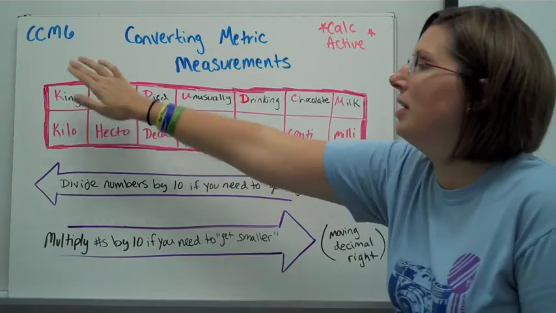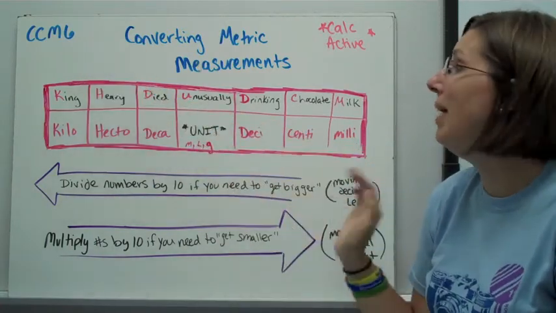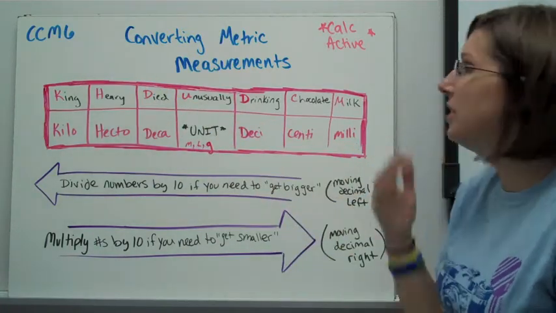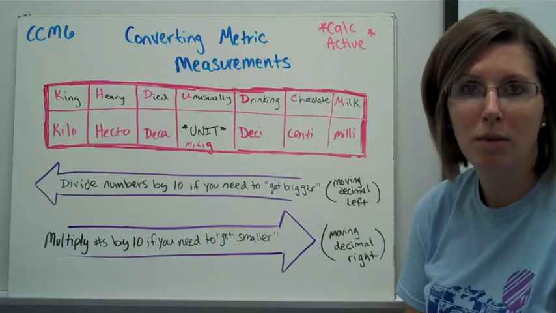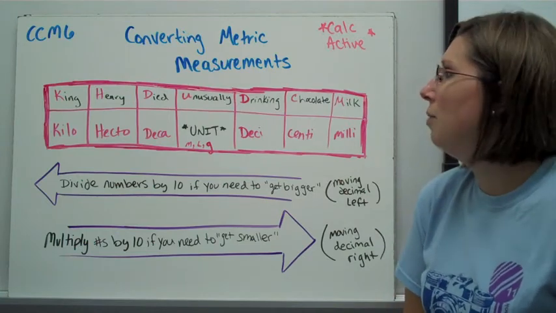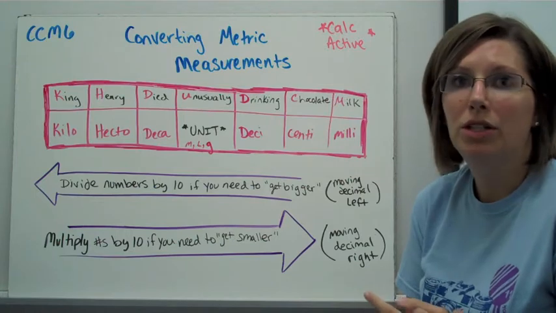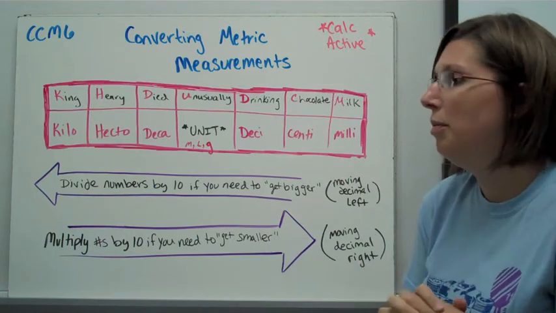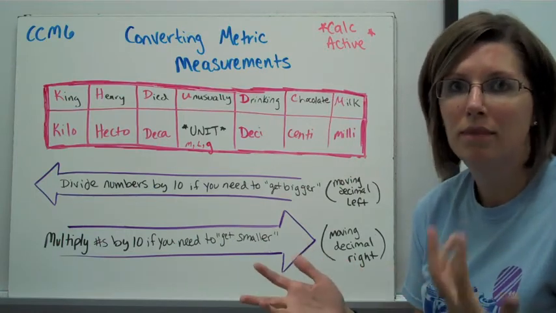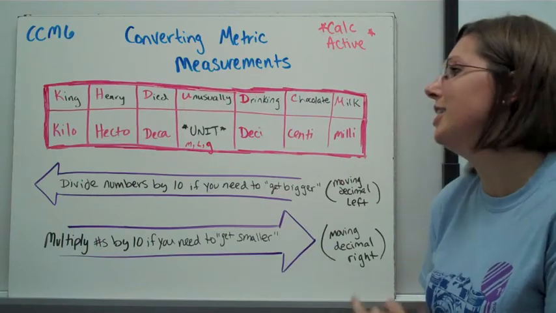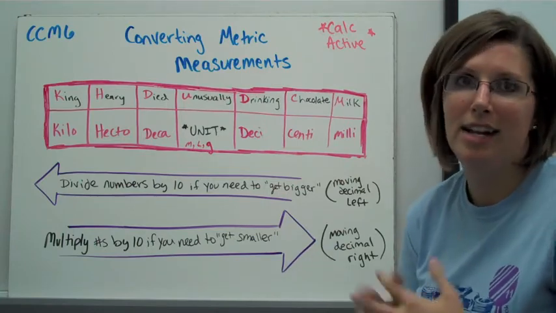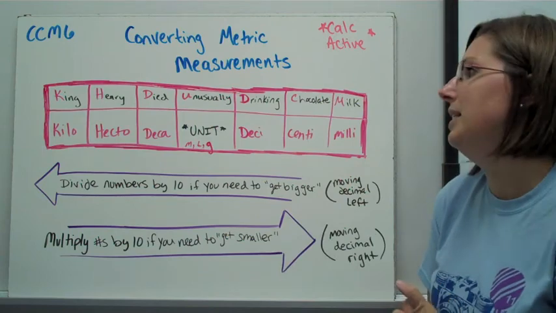Today we're talking about CCM 6, converting metric measurements. This is calculator active, but you probably won't need one. Metric measurements are used around the world, popular in Europe and Australia and other places, not as much here in the United States as in those other places.